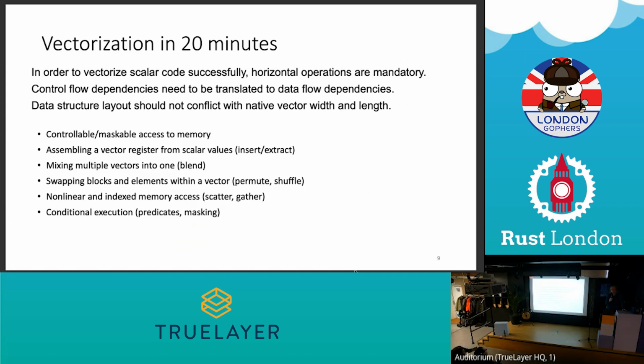So if we once again try to explain what vectorization is in 20 minutes, there are 3 large groups. This requires what is called horizontal operations. Historically, vector processing was vertical. You have multiple sets of data located horizontally, and you apply instructions vertically, and they just flow from top to bottom. However, in order to successfully vectorize scalar algorithms, you need horizontal operations where data blocks or elements are rearranged within a vector.